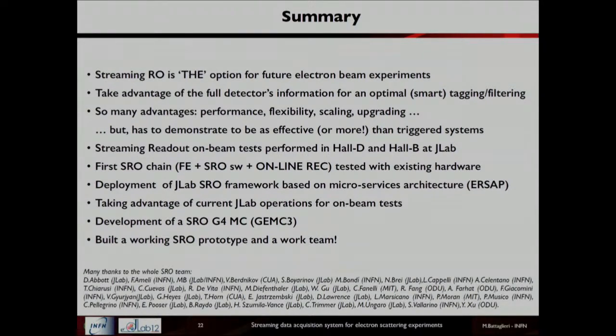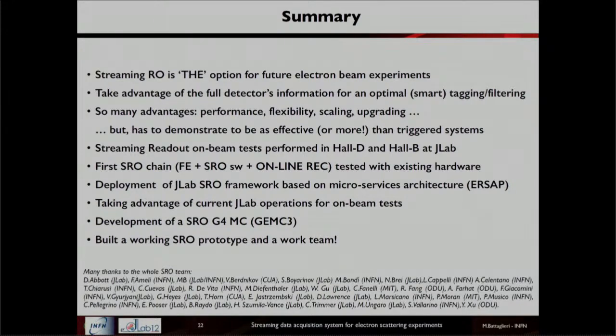But first of all, we need to convince ourselves and the rest of the community that it works as well as the trigger system. So we ran the first test at Jefferson Lab in 2 halls, hall D and hall B, in different configurations, and we have the full chain demonstrating that the entire system works. Now we are working to evolve it into a more general architecture, and obviously we can take advantage of the next years of data taking at Jefferson Lab, which will provide free data and a test bench for the system, and also developing the Monte Carlo, which obviously is important.